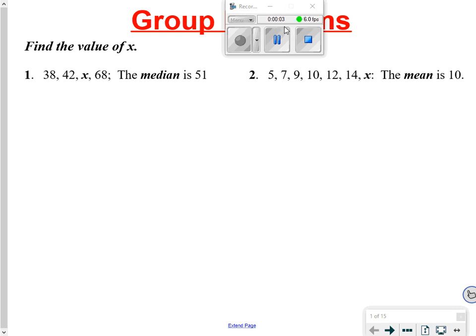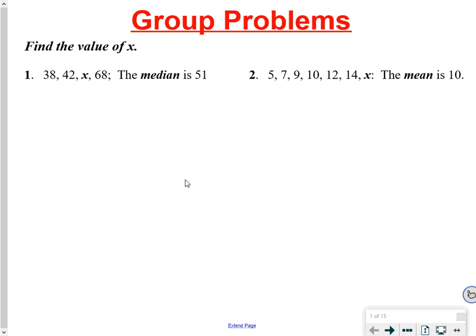Welcome, Algebra 2. Today we're going to go over Chapter 10, Day 10, which is going to discuss probability of compound events. We have some warm-up problems to get started, so let's begin on those.